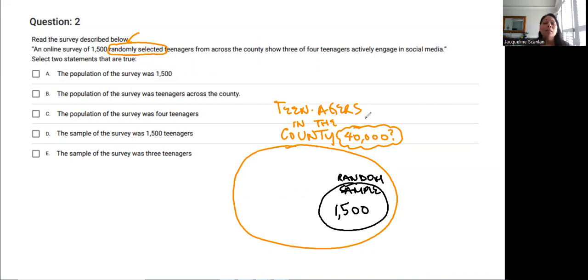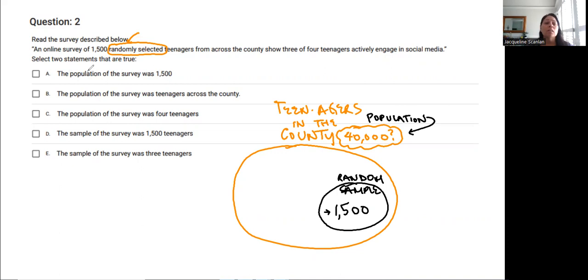And out of however big the number of teenagers in the county are, they did a random sample, and that random sample contained 1,500 teenagers. They're asking us to pick 2 statements that are true. So this is really a vocabulary question. The population, we don't know. It doesn't give us that information. I made it up when I said, what if the population were 40,000? But the population is your entire amount of people. The random sample is a very small piece of that entire population.